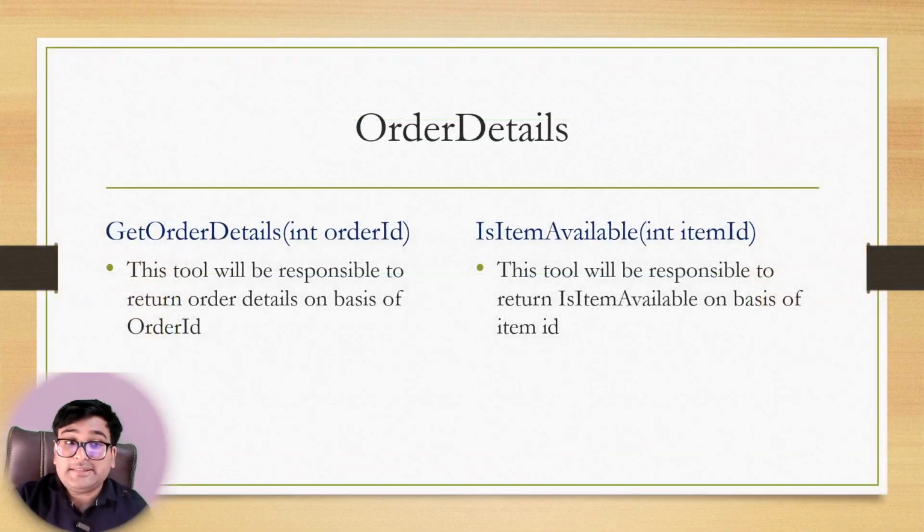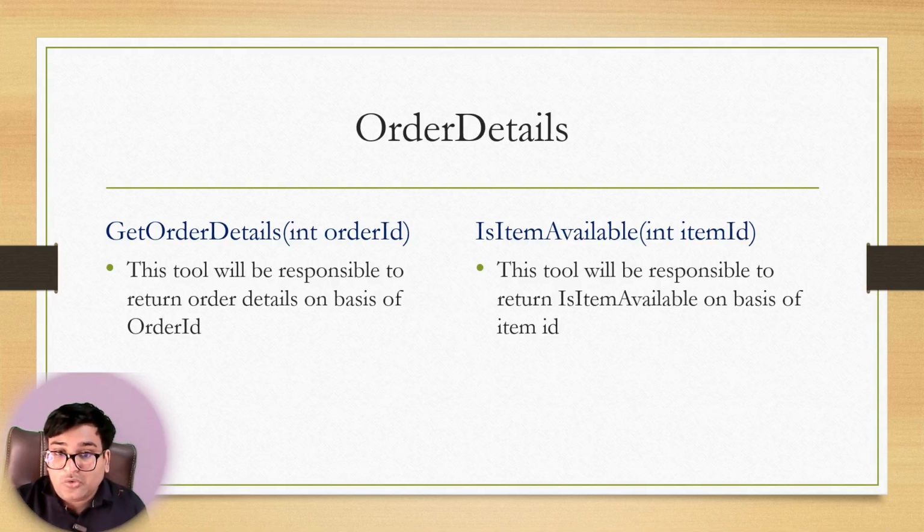Now, if we talk about this example, then our MCP will be the order details, and this MCP itself will expose two tools. The first one will be get order details, and the other will be is item available. If we talk about the get order details tool, here you can see it will take one input, the order ID, and on the basis of that order ID it will identify whether the particular order is available in the system or not. If available, then it will return the details on the basis of the order ID.